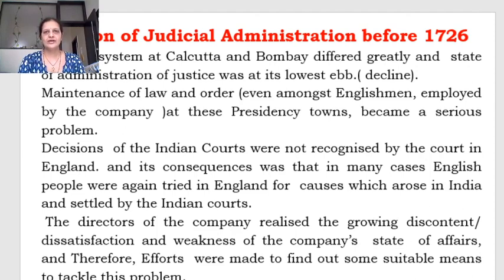Maintenance of law and order even amongst Englishmen who were employed by the company at these presidency towns became a serious problem. Decisions of the Indian courts were not recognized by the court in England, and its consequence was that in many cases English people were again tried in England for causes which arose in India and settled by the Indian courts. The directors of the company realized the growing discontent, that is dissatisfaction and weakness of the company's state of affairs, and therefore efforts were made to find out some suitable means which will tackle this problem.